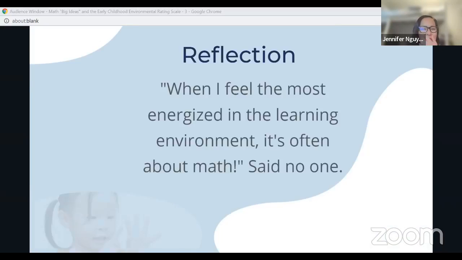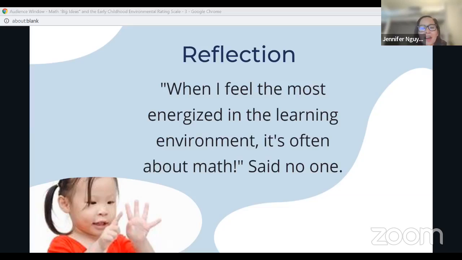All right, so reflect. Sorry, guys. Reflection. When I feel the most energized in a learning environment, it's often about math, said no one. So we all know that isn't completely true. Some teachers and educators are extremely energized and have a math focus in their classroom. However, to the last question, what is your jam? Most educators probably answered art, literacy, social emotional learning, dress up, blocks, nature, gross motor. However, few teachers or educators will report math. So the question is why?